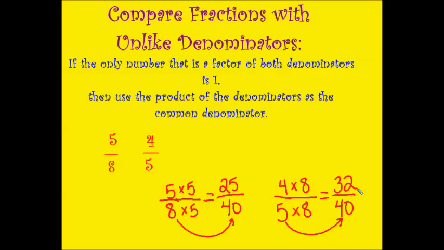I now can rewrite both fractions, 25/40 and 32/40. If the denominators are the same, you compare the numerators. The greater the numerator, the greater the fraction. So 25/40 is less than 32/40. This also means that 5/8 is less than 4/5.